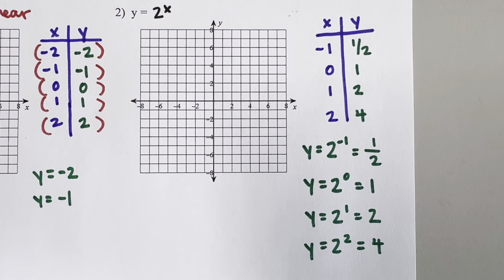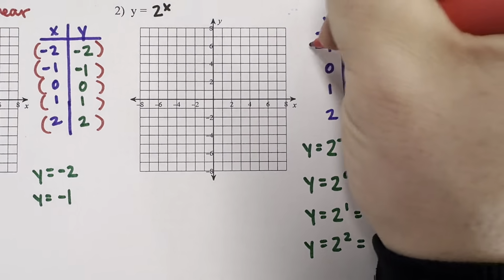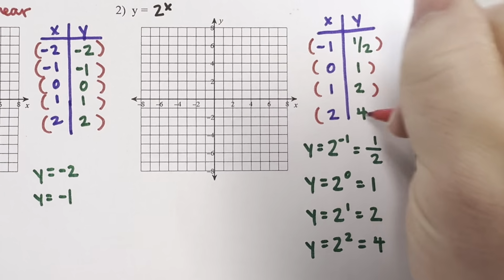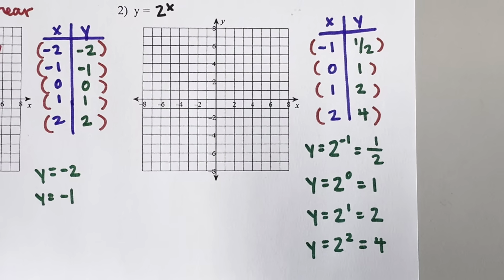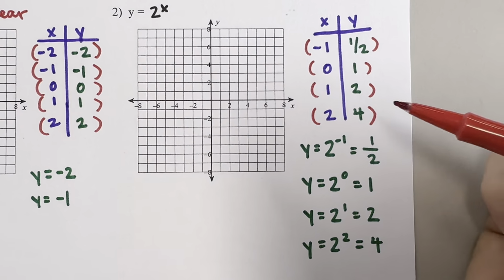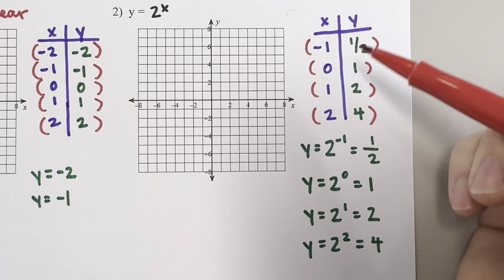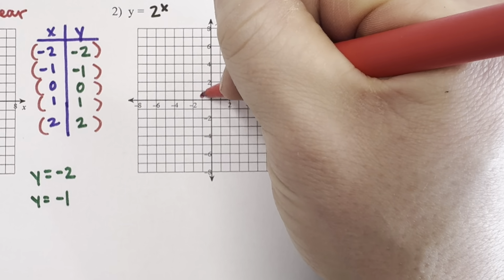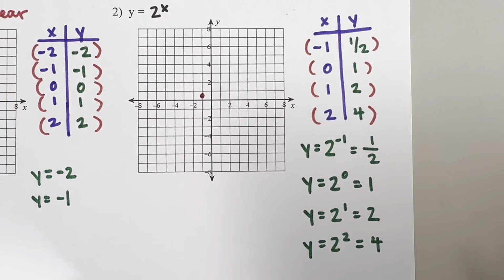Okay, so I did all my inputs, got my outputs. These become my coordinate points. I'm going to put my parentheses around them, and let's go ahead and graph these guys. So I have -1 for my x and then up 1/2 for my y. So -1 for my x, up 1/2, about right there.